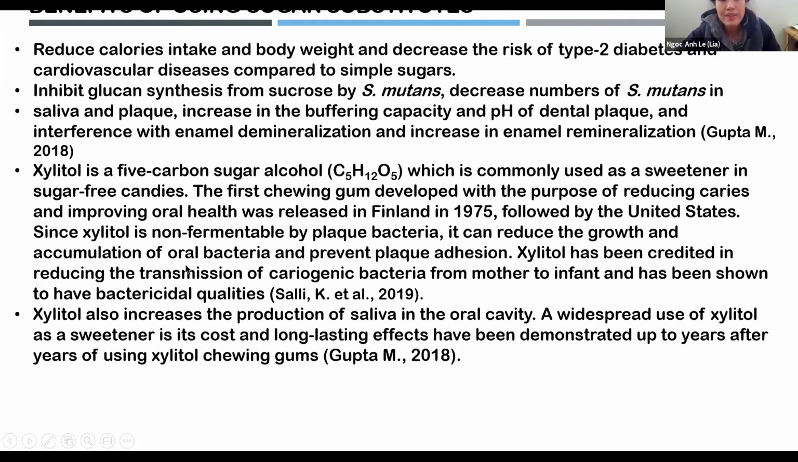So xylitol is a 5-carbon sugar alcohol, which is commonly used as a sweetener in sugar-free candies. The first chewing gum was developed in Finland in 1975, and then followed by the US. Because xylitol is non-fermentable by plaque bacteria, it reduces the growth and accumulation of the oral bacteria and prevents plaque adhesion. So it also increases the production of saliva in the oral cavity. Another benefit is the cost of using xylitol and the long-lasting effects, up to years and years of using xylitol chewing gums.